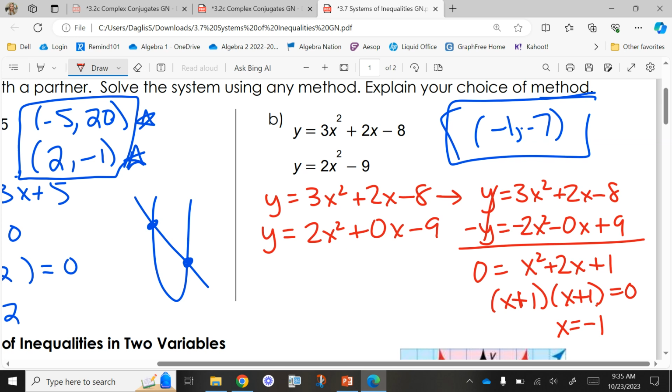All right. So a little review from last week. We're doing our last section of chapter 3 today, which is a system of inequalities. Okay, so we did a system of equations last week, and then we did quadratic inequalities on Thursday. So now we're going to put those two together. We're going to do a system of inequalities.